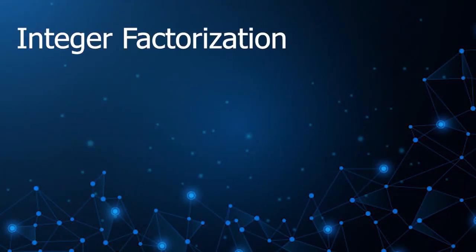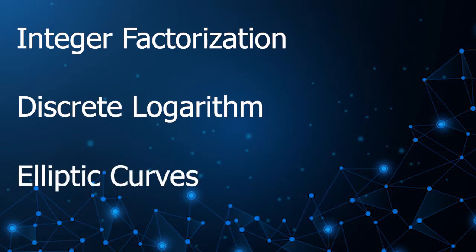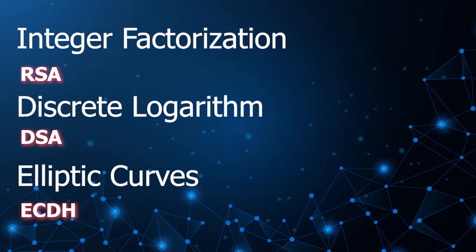Now I'm going to talk about the three families of asymmetrical keys, which are integer factorization, discrete logarithm, and elliptic curves. An example of integer factorization is RSA, discrete logarithm is DSA, and elliptic curves is ECDH, which is elliptic curve Diffie-Hellman.